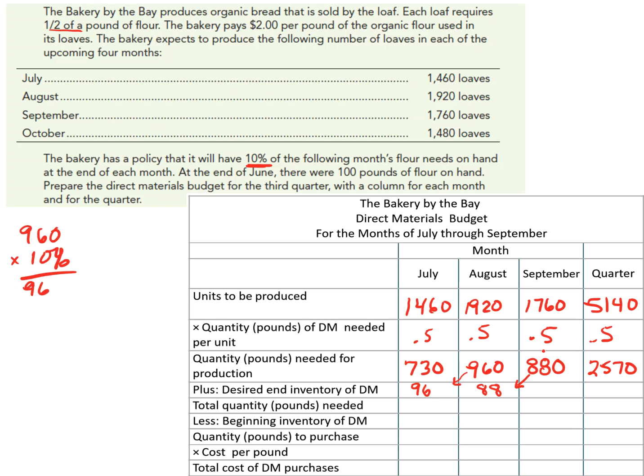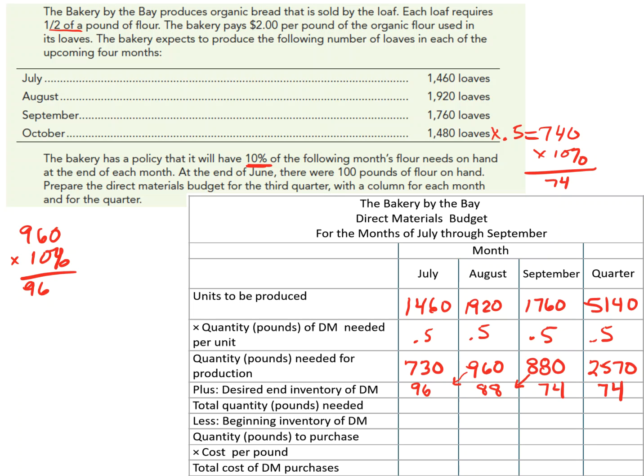That'll be 88. And now we need 10% of October. But remember though that we're only doing half. So first we would have to multiply this times 0.5, which is 740, and then take 10% of that, which is 74. That will be now my September desired ending inventory, and we will end with 74.